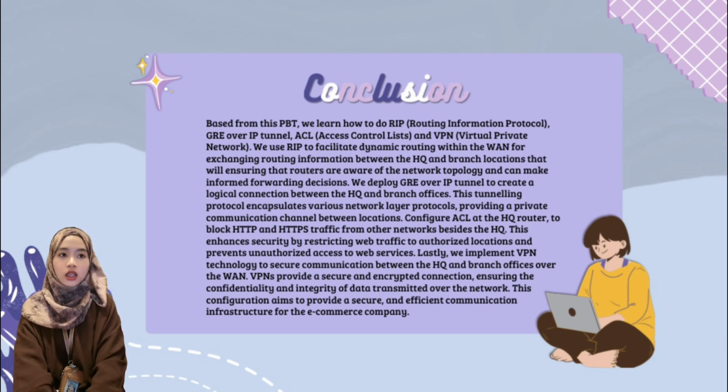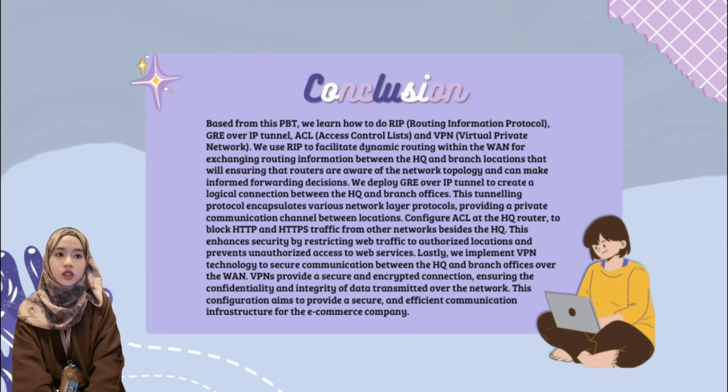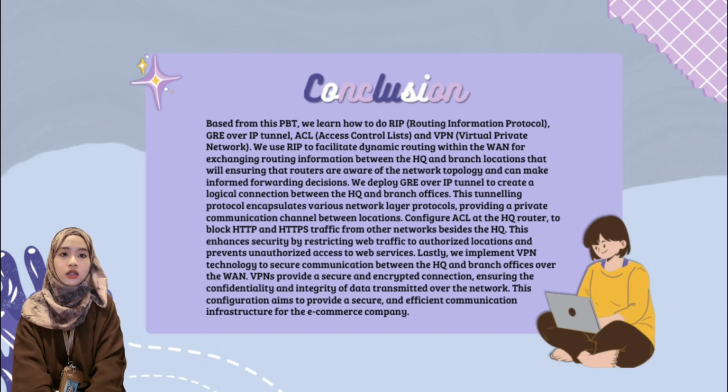We deploy GRE over IP tunnel to create a logical connection between the HQ and branch offices. This tunneling protocol encapsulates various network layer protocols, providing a private communication channel between locations. We configure the HQ router to block HTTP and HTTPS traffic from other networks besides the HQ. This enhances security by restricting web traffic to authorized locations and prevents unauthorized access to web devices.